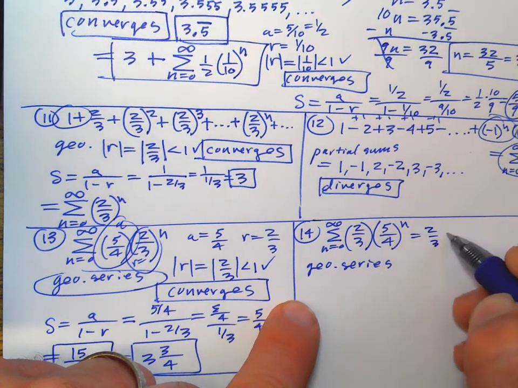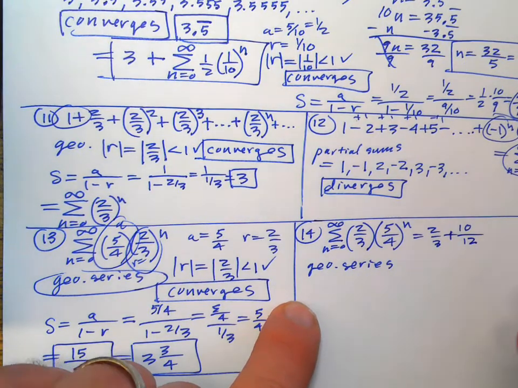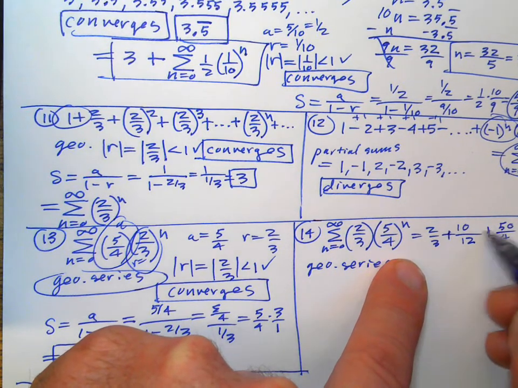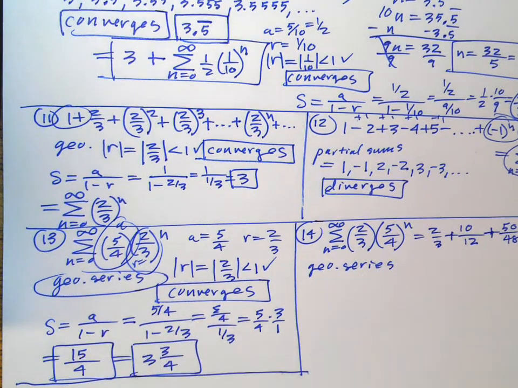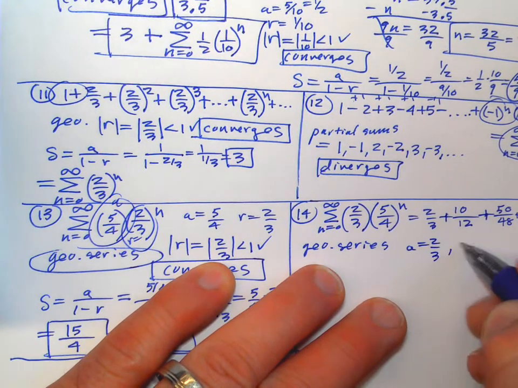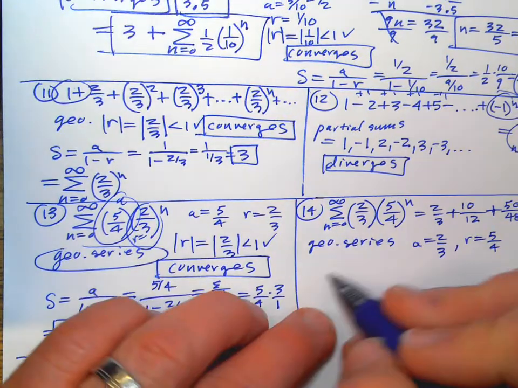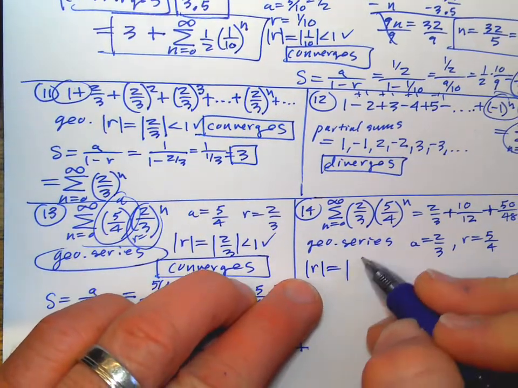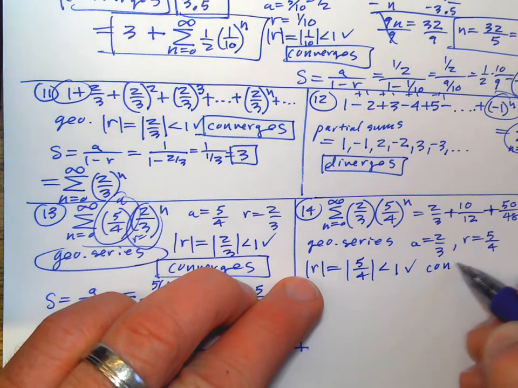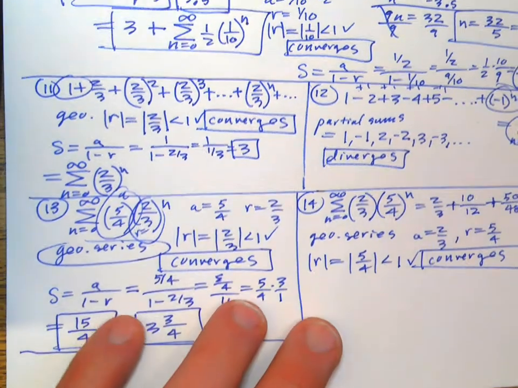Next term is going to be 10/12ths, right? The next term is going to be 50/48ths. You don't need to do that, but that's what's happening. But the first term is 2/3. The R value is 5/4, the thing that's getting repeatedly multiplied. The absolute value of R, the absolute value of 5/4, is less than 1. This is the kind of work I want you to show to convince me you understand why it converges. In your next test, this is the kind of work I need.